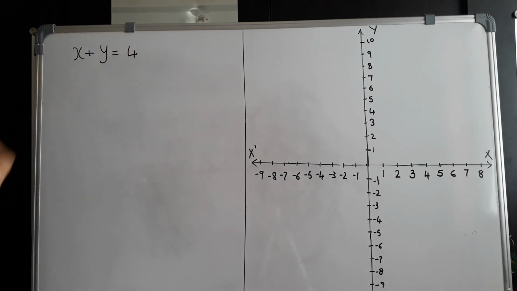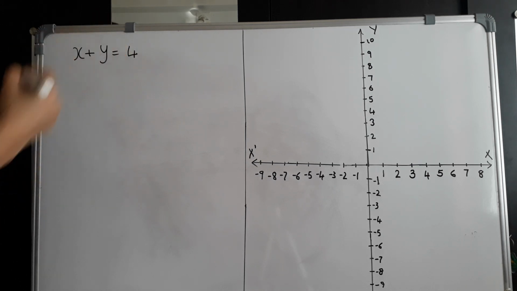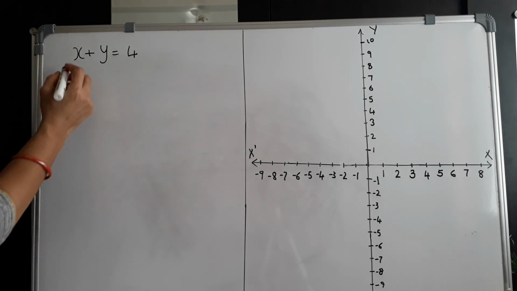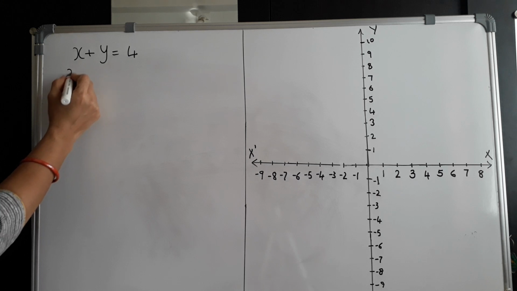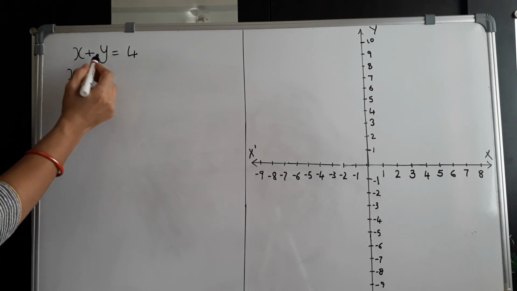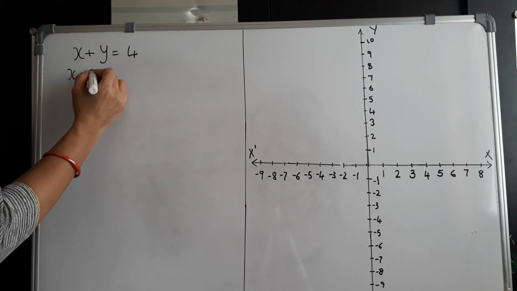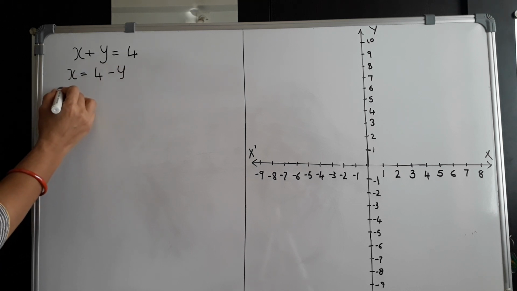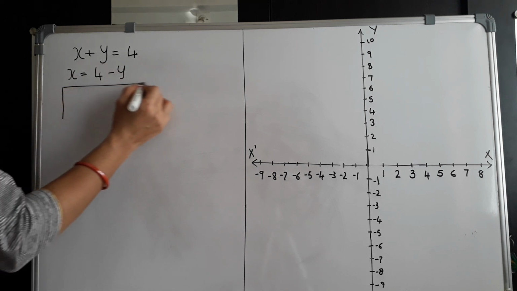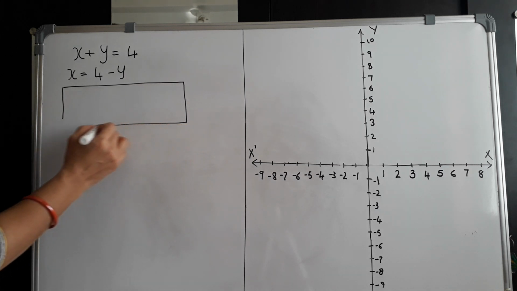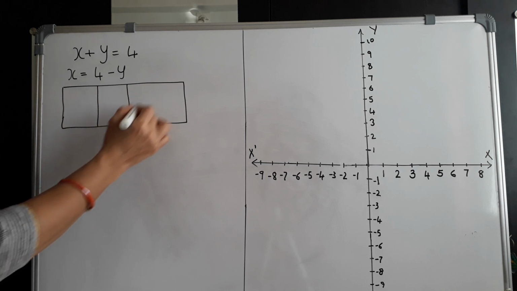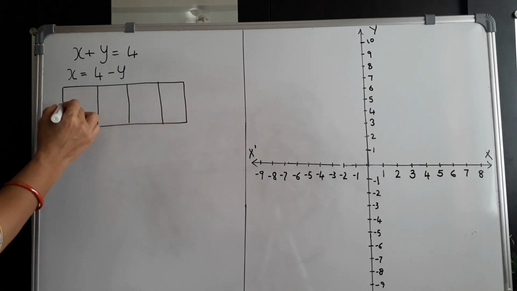Now, in order to plot the graph of this equation, we need to find at least 3 solutions. So, we write this equation as x in terms of y. So, y we shall be taking that side. So, you get x is equal to 4 minus y. And now, we shall just draw a table where we shall be writing the values.